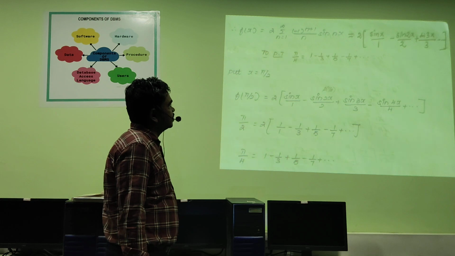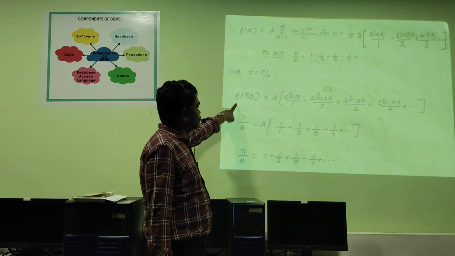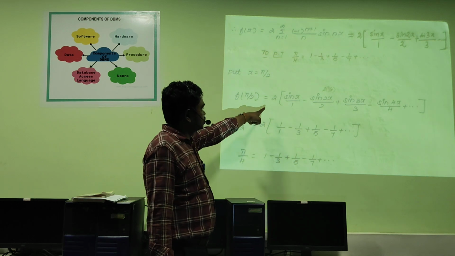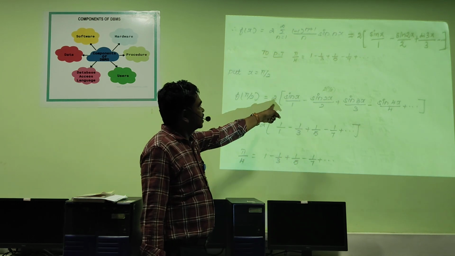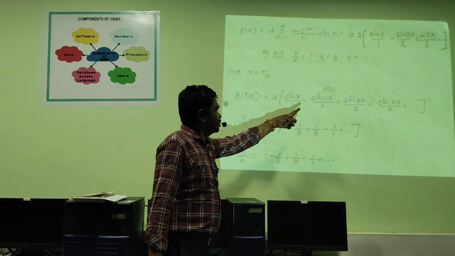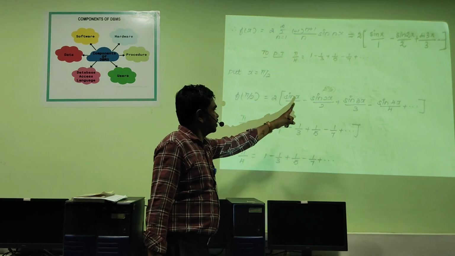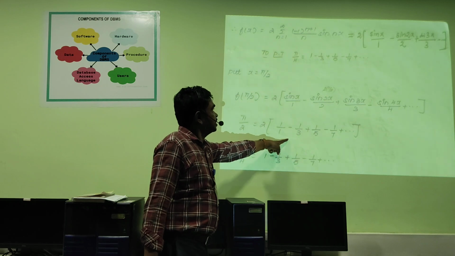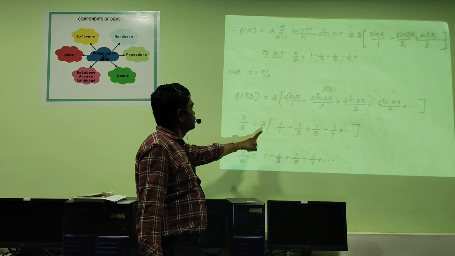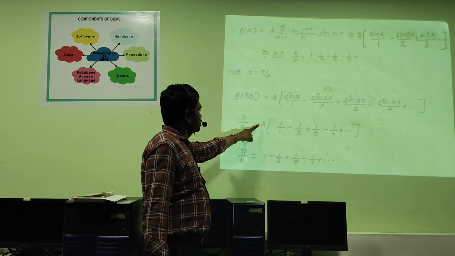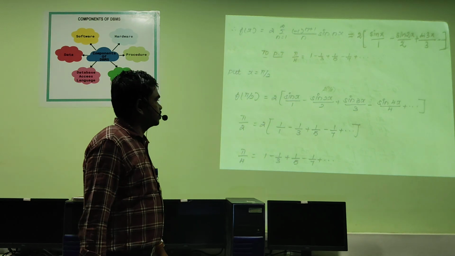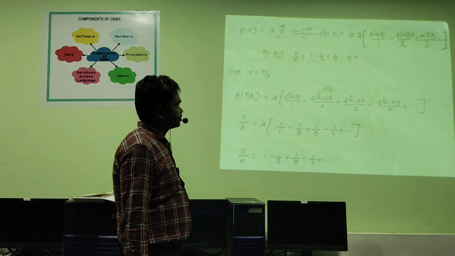So replacing x by pi by 2, that is f of pi by 2. F of x equals x, therefore f of pi by 2 equals pi by 2 equals 2 [sin pi by 2 is 1 by 1, sin 2 pi by 2, 2 is cancelled, sin pi is minus 1, therefore minus 1 by 3, and then sin 3 pi by 2 plus 1 by 5 minus 1 by 7 etc.] So this 2 comes here, therefore pi by 4 equals 1 minus 1 by 3 plus 1 by 5 minus 1 by 7 plus etc.